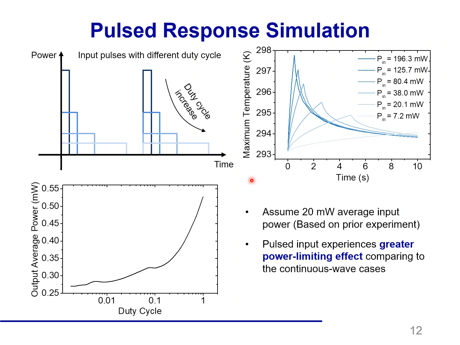The output average power is also plotted as a function of duty cycle. It tells us that the pulse input experiences a greater power limiting effect compared to the continuous wave case here. So in the security analysis that follows, we can safely use average photon number as the worst case scenario without considering the waveform.